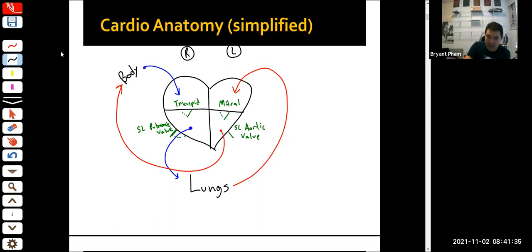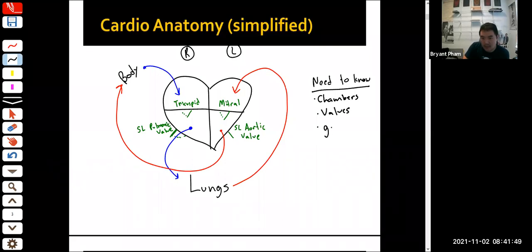So obviously we didn't draw everything on here, but let me say what you need to know: chambers, valves, and the great vessels. There's 4 each. I don't know if that helps.